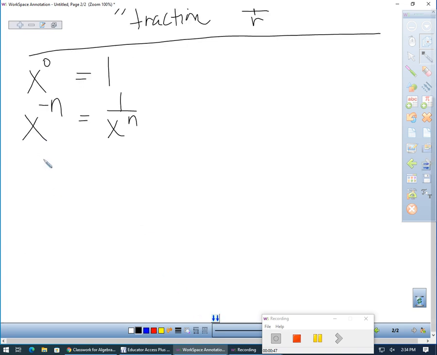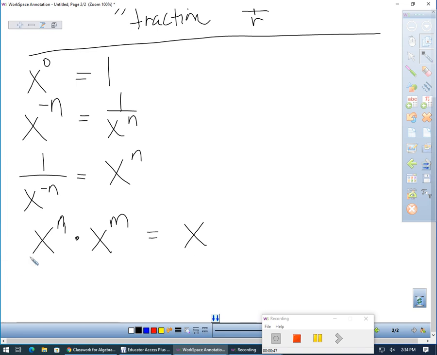What if that's on the bottom? What if I have x to the negative n on the bottom? What does that do? We move it to the top and the n becomes positive. All right, what if I have x to the n times by x to the m? So I have two bases that are the same. The rule says we keep the base, and what do we do with our exponents? Add them. N plus m, we're going to add them.